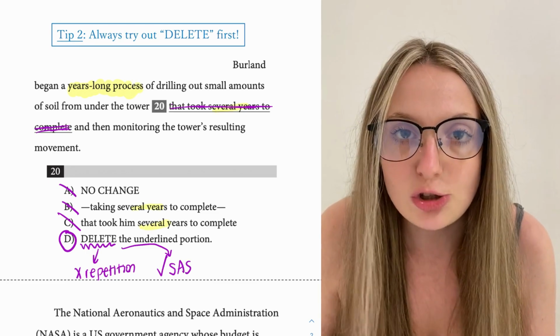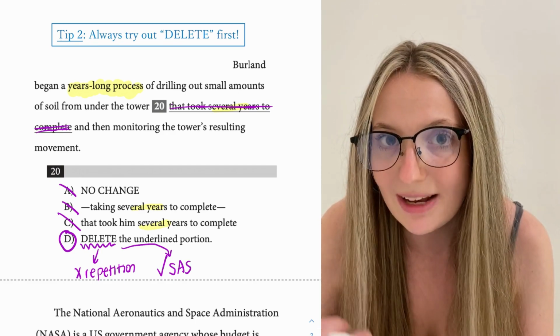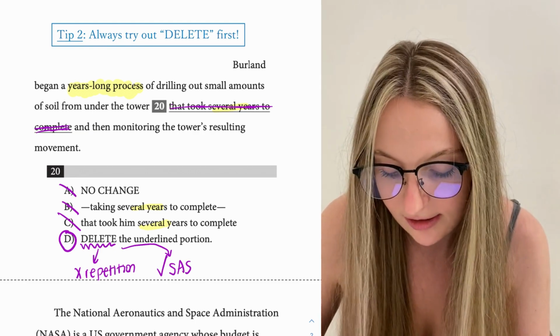You can safely trust that if you can read the sentence back and it still makes sense, you should go with delete, because there's probably some hidden repetition or wordiness in the other choices.